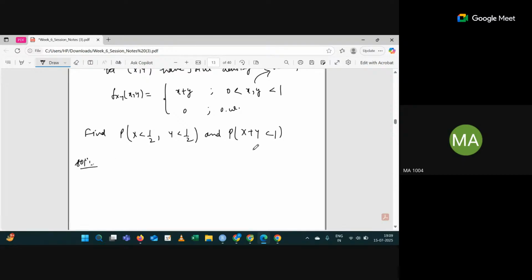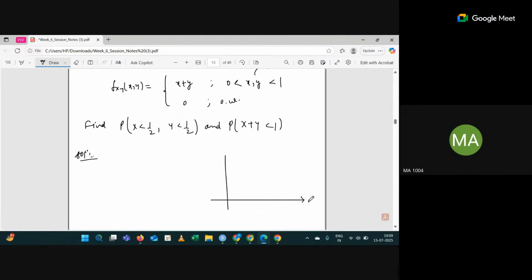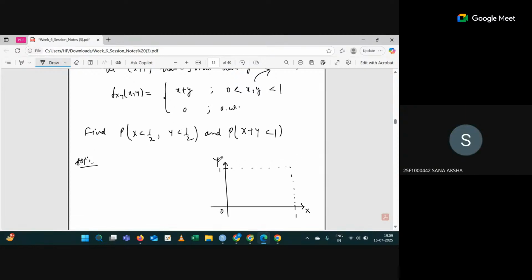So if you see, what is the support of whole x? X is going from 0 to 1. Y 0 to 1. This is my total area, right? Yes or no? Total support. So I'm interested in calculating x is less than half and y is less than half. That means suppose half is here and half is here. I'm interested in this region only.